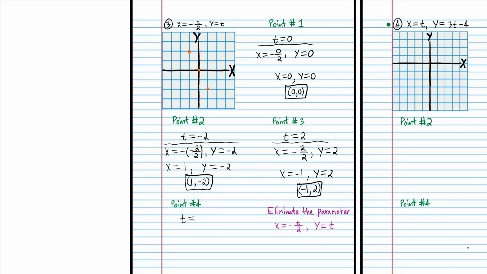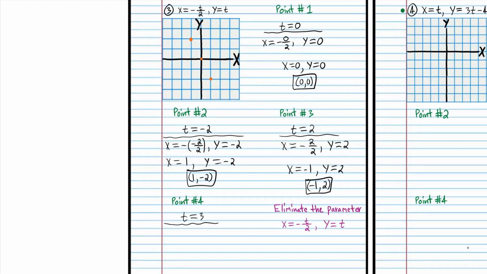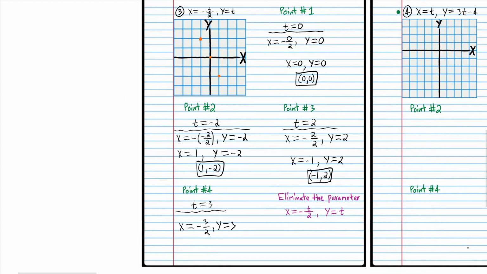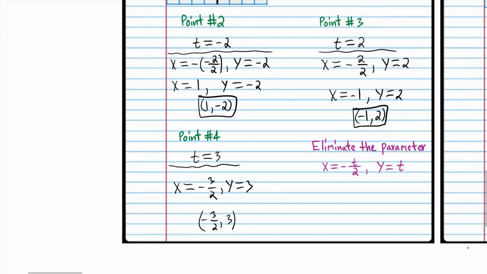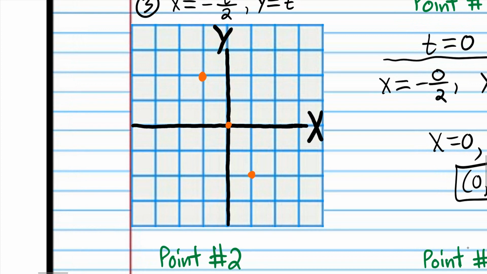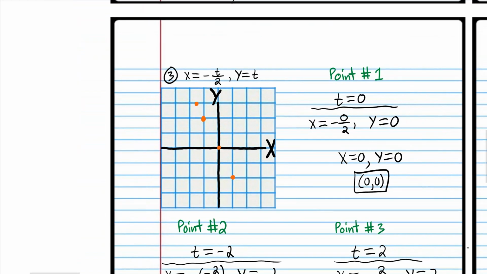Now let's try t equal to, we'll have to deal with the fraction though. So x is equal to -3/2, y is equal to 3. So that's our point, -3/2 and 3. So let's see if we can graph this. -3/2 and 3 would be about there. So again, you can see that this is just going to be a line.